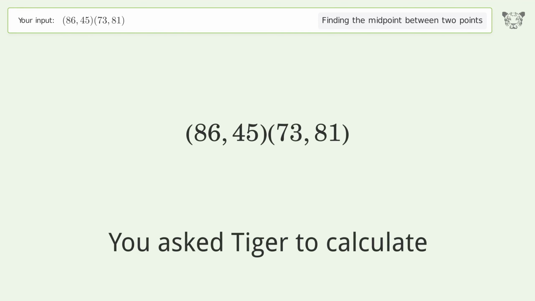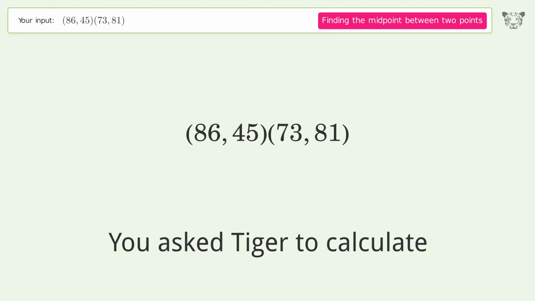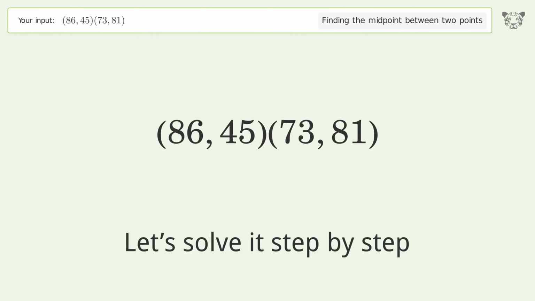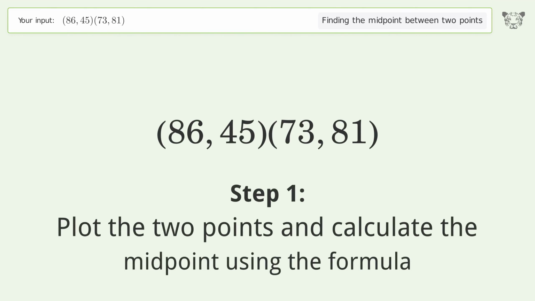You ask Tiger to calculate. This deals with finding the midpoint between 2 points. The midpoint between the 2 points is 79.5, 63. Let's solve it step by step. Plot the 2 points and calculate the midpoint using the formula.